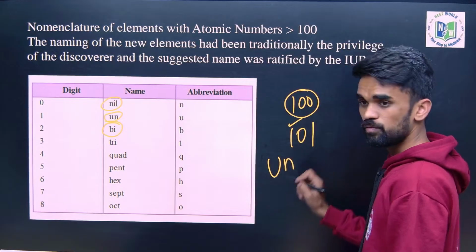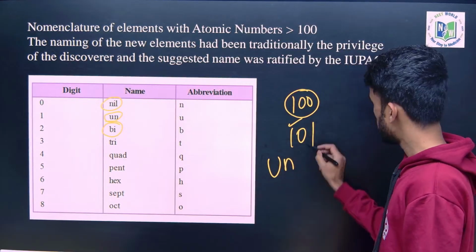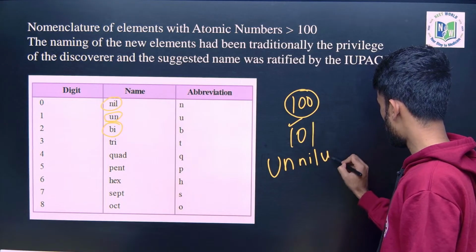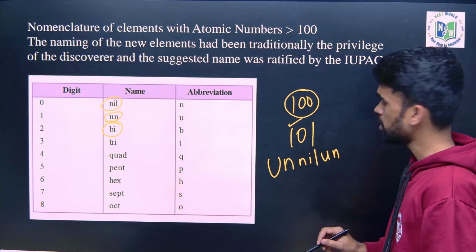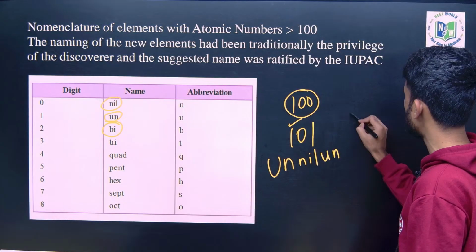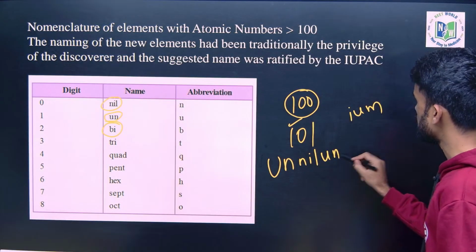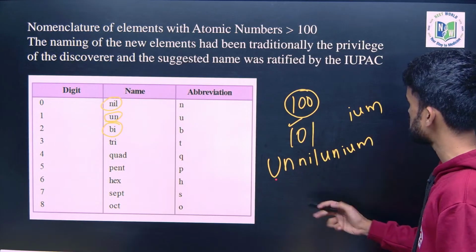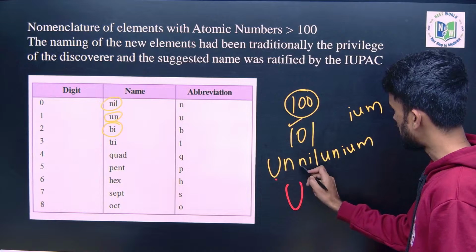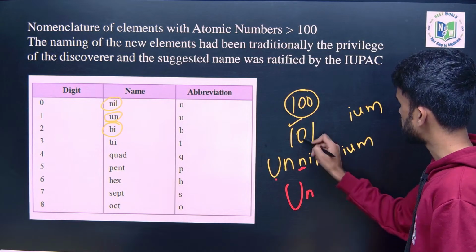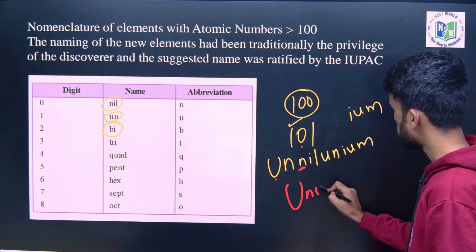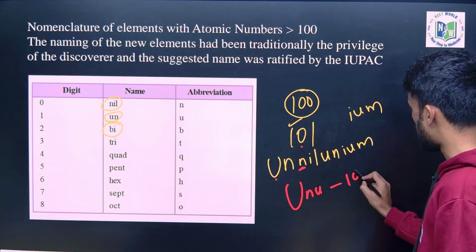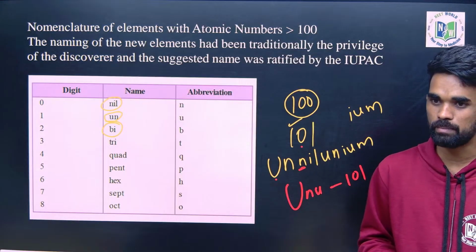So tell me, 101 means what should I say? Un, the first letter should be capital. Un, again nil, un. Unnilunium, and the name should end with ium. Take the first letters: capital U, then N, then U. So UNU is the symbol for the element with atomic number 101.